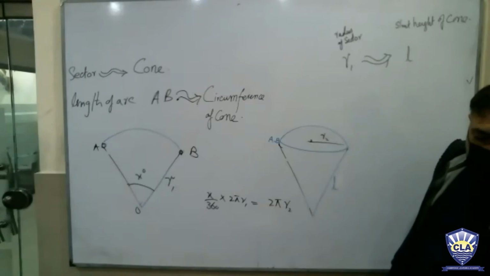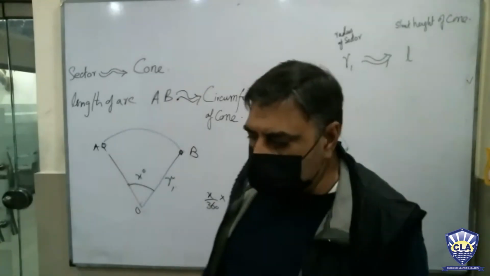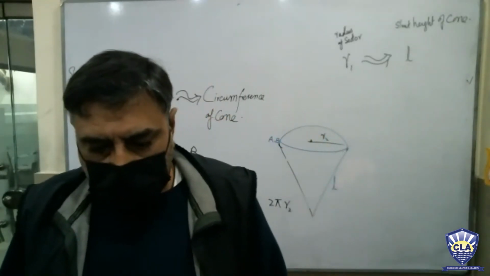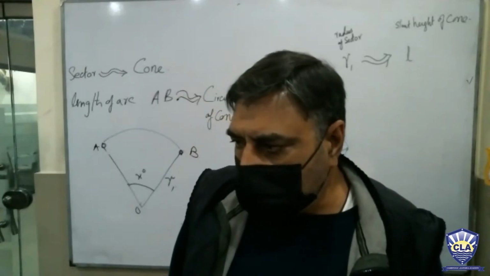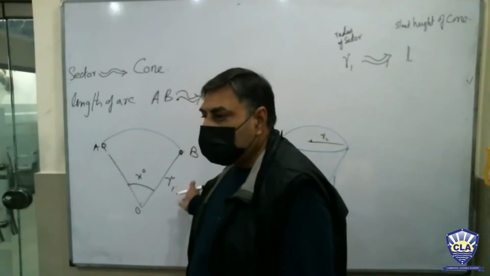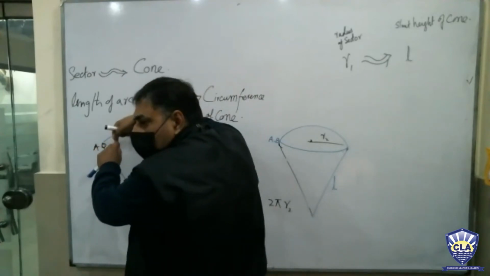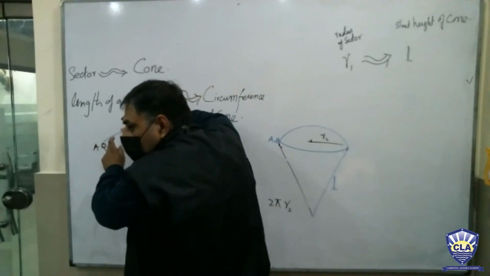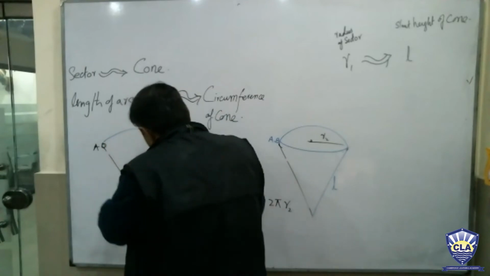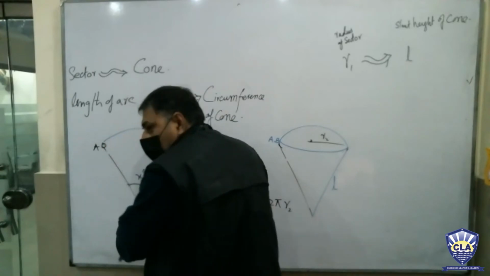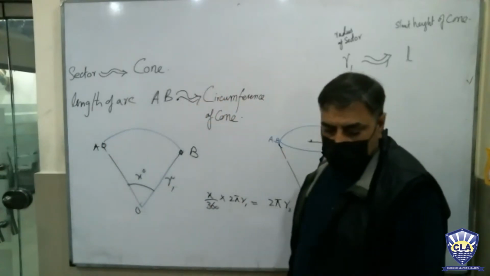R is the slant height. R is the radius of that sector. When you join these two, it becomes a cone. R becomes the slant height of the cone. Okay.